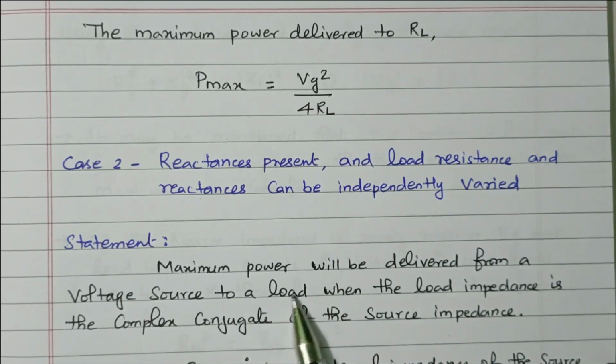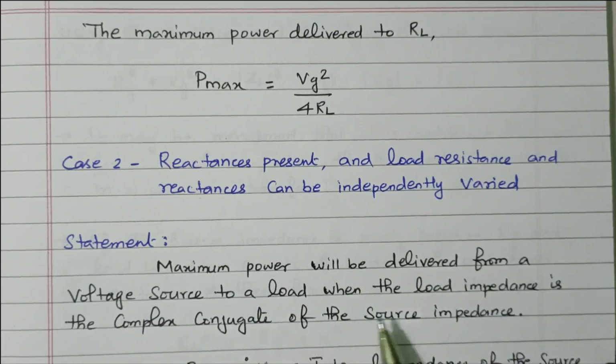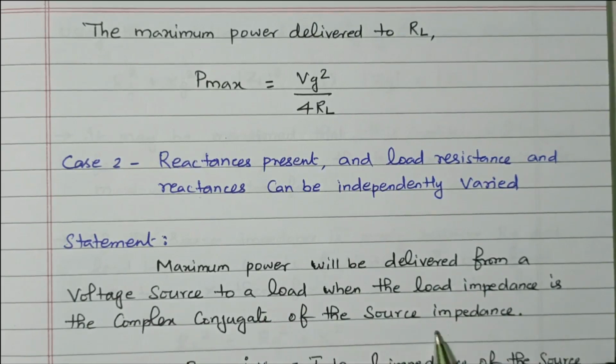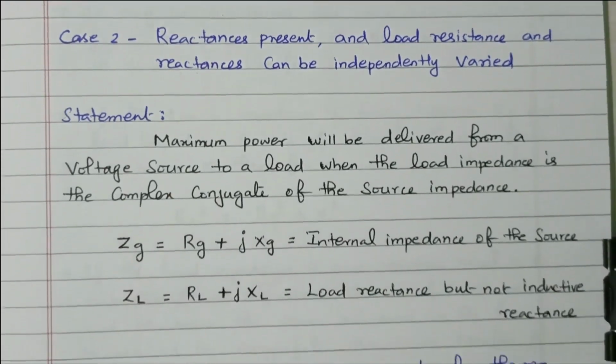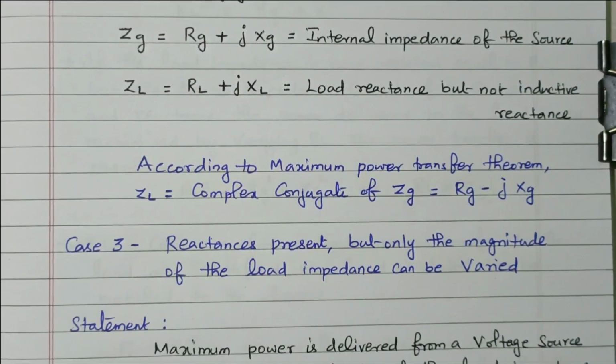The same condition applies here also. Maximum power will be delivered from the voltage source to the load only when the load impedance is the complex conjugate of the source impedance. Both are complex conjugates. Complex conjugate means A plus jB has the complex conjugate A minus jB, right? The load impedance and source impedance are complex conjugated. Now we'll see the further derivation and details about case 2.